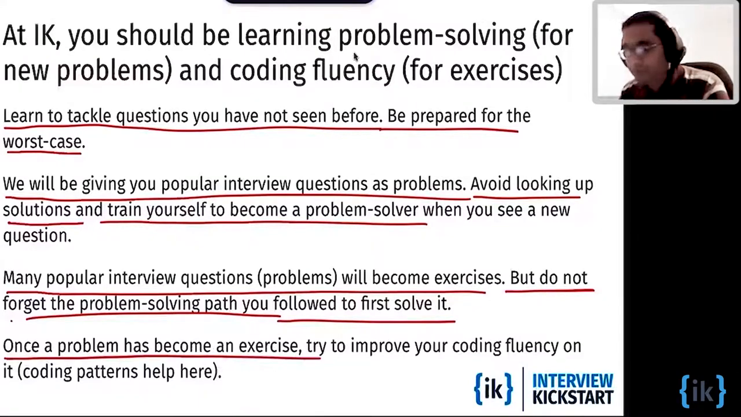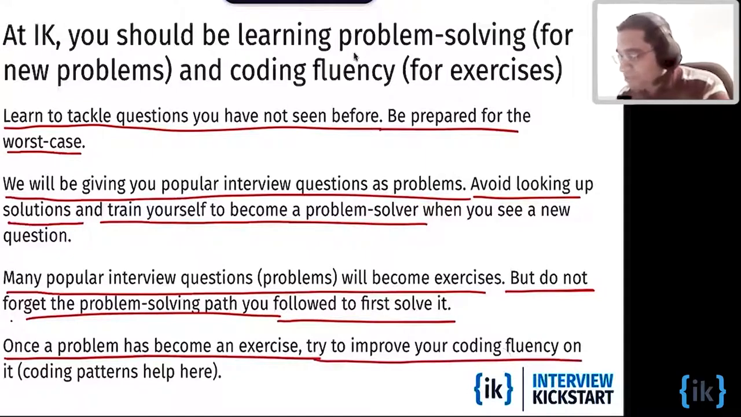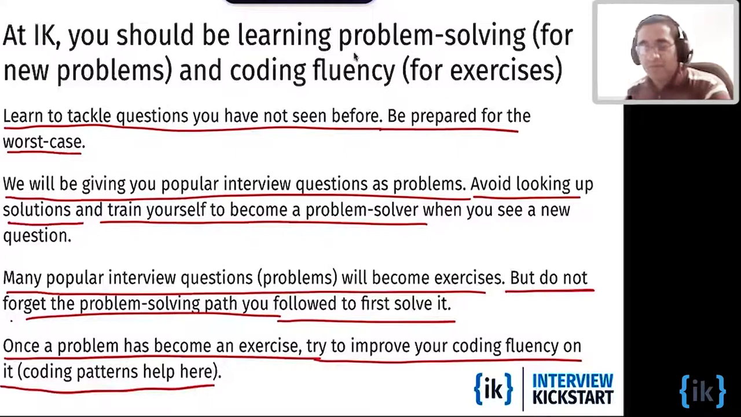Now, you should do multiple passes through each question. The second time you come back to the same question, it would no longer be a problem because you would have solved it before. You would be able to recall what method worked, what algorithm worked. So that is the time when you try to improve your coding fluency on it, because problem solving can't be sped up, but the coding fluency part can be sped up.